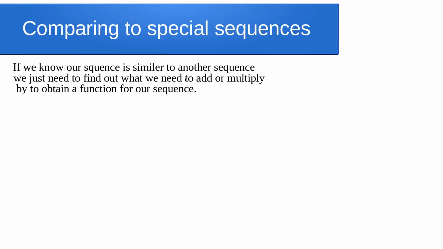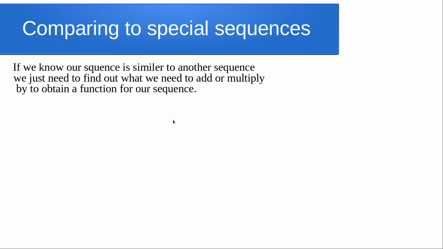So look, we've done this sort of thing already. If we know our sequence is similar to another sequence, we just need to find out what we need to add or multiply to obtain a function for our sequence. We did that with our linear sequences previously, so we thought, well, this sequence is just like the 5 times table, but they're all 3 more, so the formula is 5n plus 3.